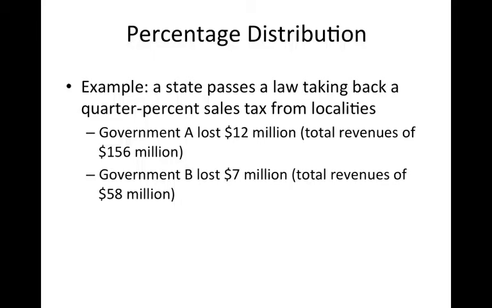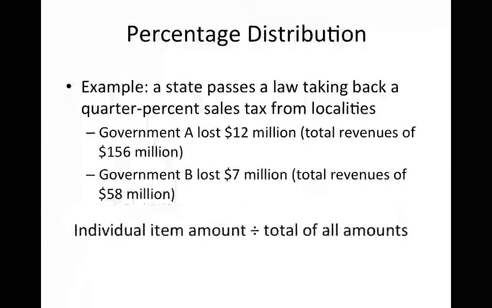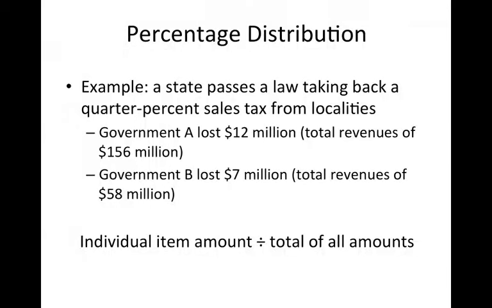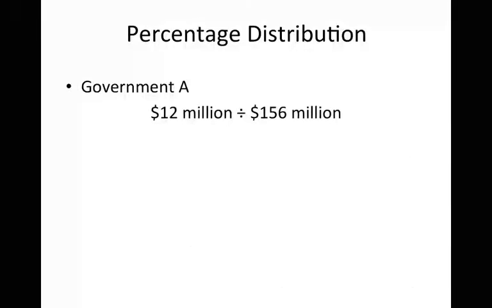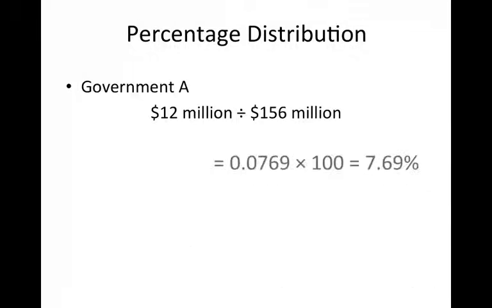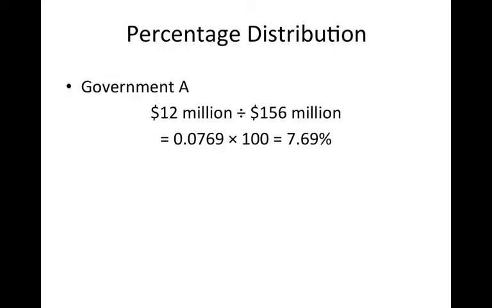But they're obviously of different sizes. Government A has almost 3 times as much annual revenue as Government B. So you need to look at percentage distribution to get a sense of magnitude of which of these was really affected the most. Again, you're looking at the individual amount, the amount lost in this case, divided by the total amount, total revenues. So for Government A, 12 million divided by 156 million is 7.69%. So it lost almost 8% of its revenue.